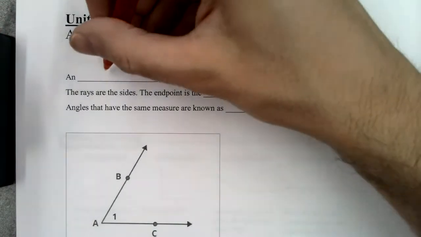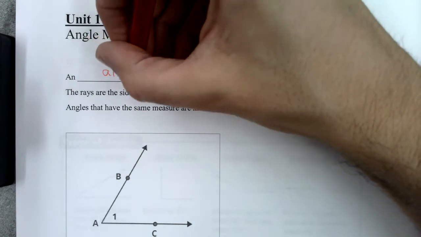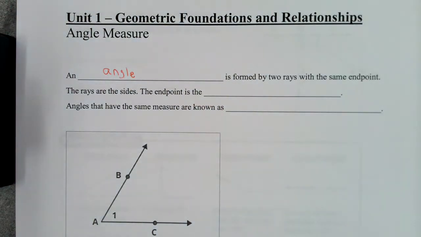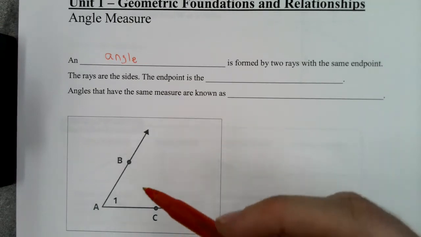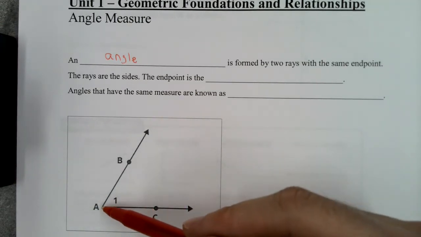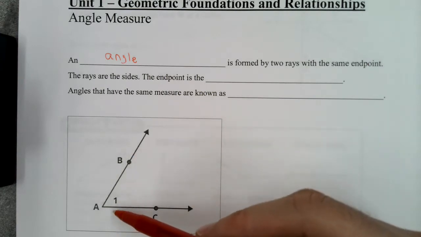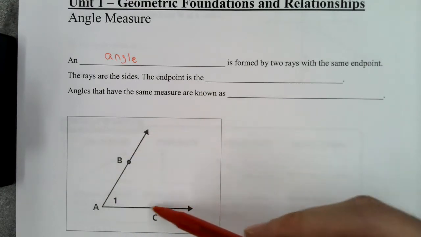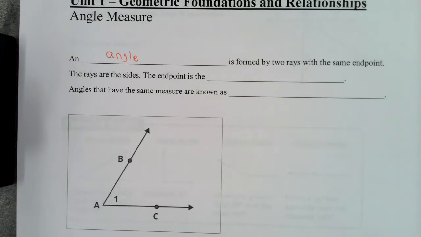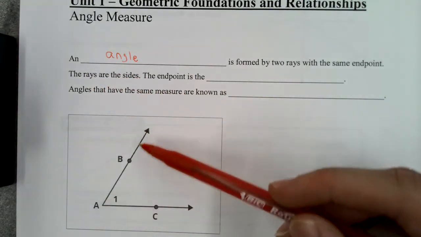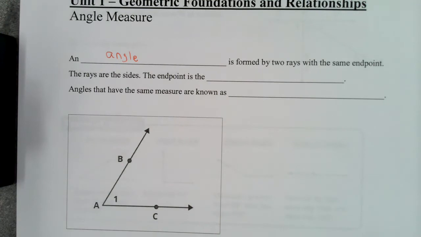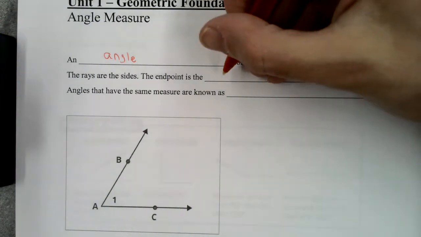An angle is formed by two rays with the same endpoint. So there's an angle below. You see this is a ray, AB is a ray, AC is a ray. These are two rays. They have the same endpoint A, so that is called an angle. Now the next sentence says the rays are the sides, so that's a side. That's a side. The endpoint is called the vertex.